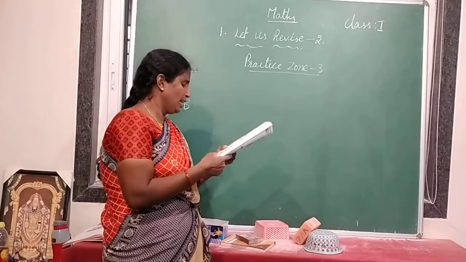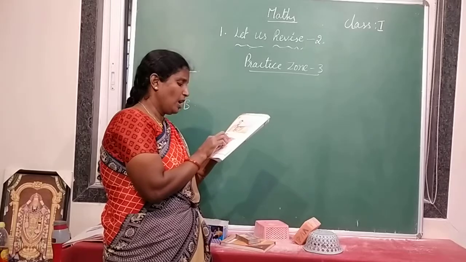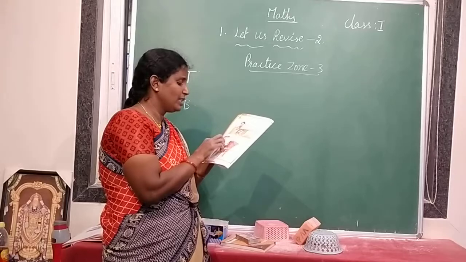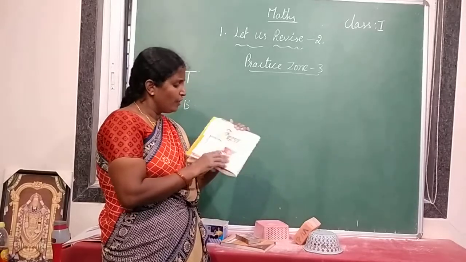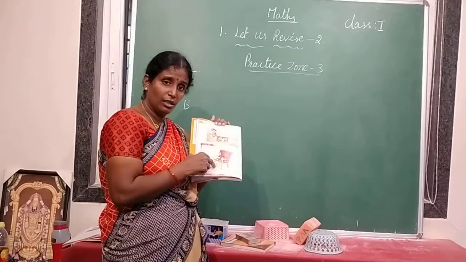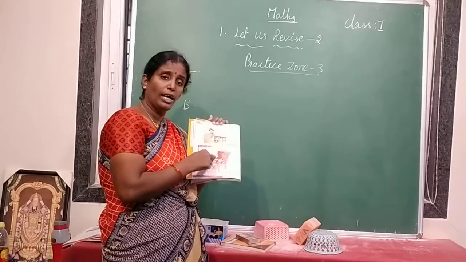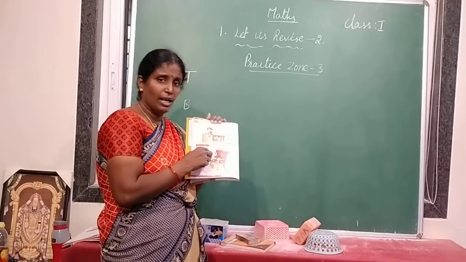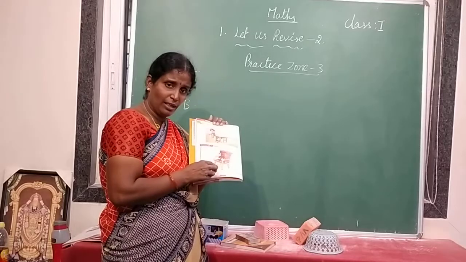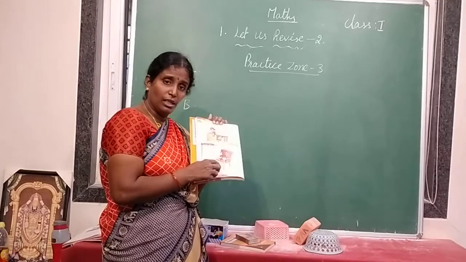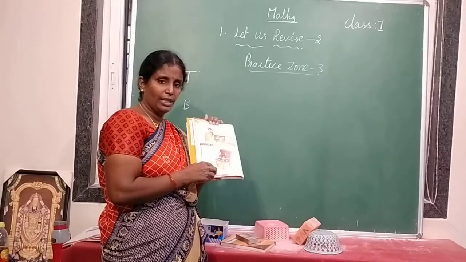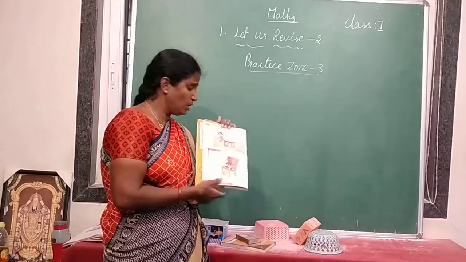So listen once again. Draw a smiley face for the object which is on the child and a sad face for the object which is under the child. So which is on the child? Toy or ball? Yes, the toy is on the child. So we have to draw a smiley face for the toy and a sad face for the ball because it is under the child. Understood?